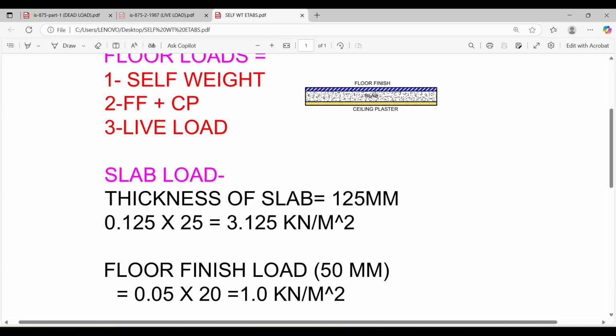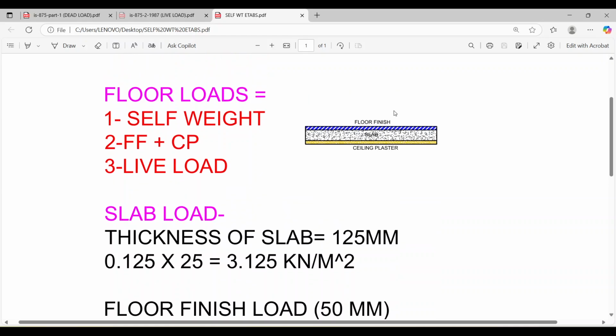That is also on this slab. So that is also a dead load which is coming on this floor. So floor finish plus ceiling plaster, these both loads are coming on the slab. Okay, and third is your live load. Live load is also coming on the slab. Live load is nothing but the human beings and the furniture on that particular slab. Okay, so live load, floor finish plus ceiling plaster and self-weight of that slab. These three main loads will be coming on your floors.